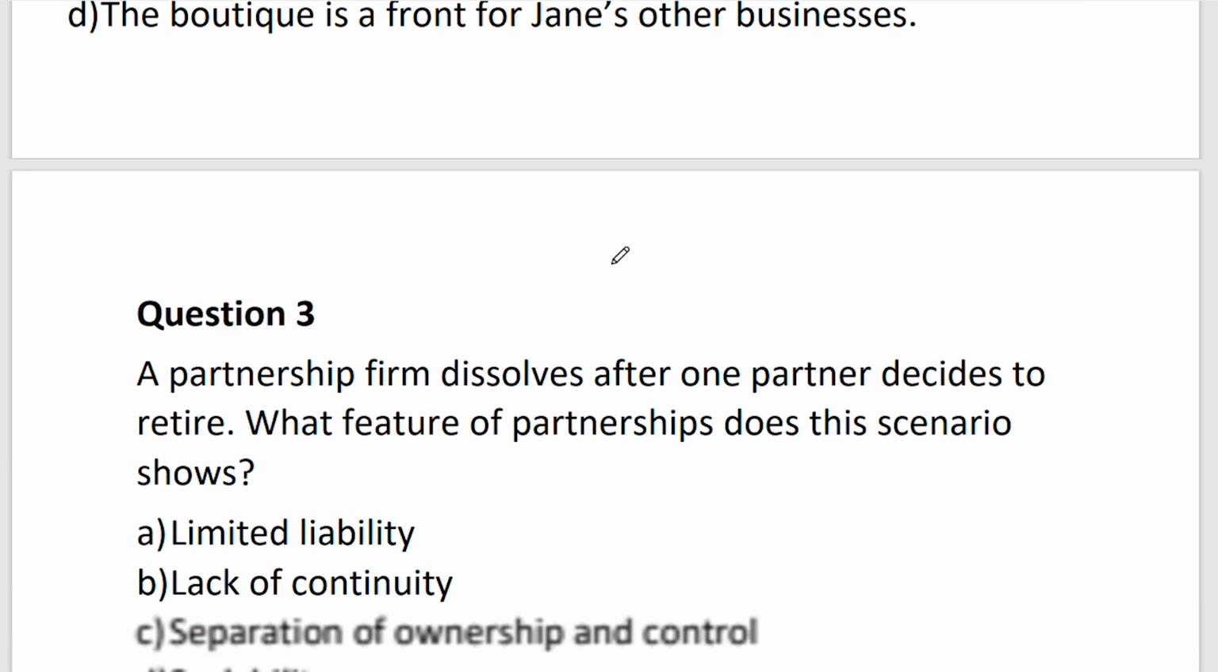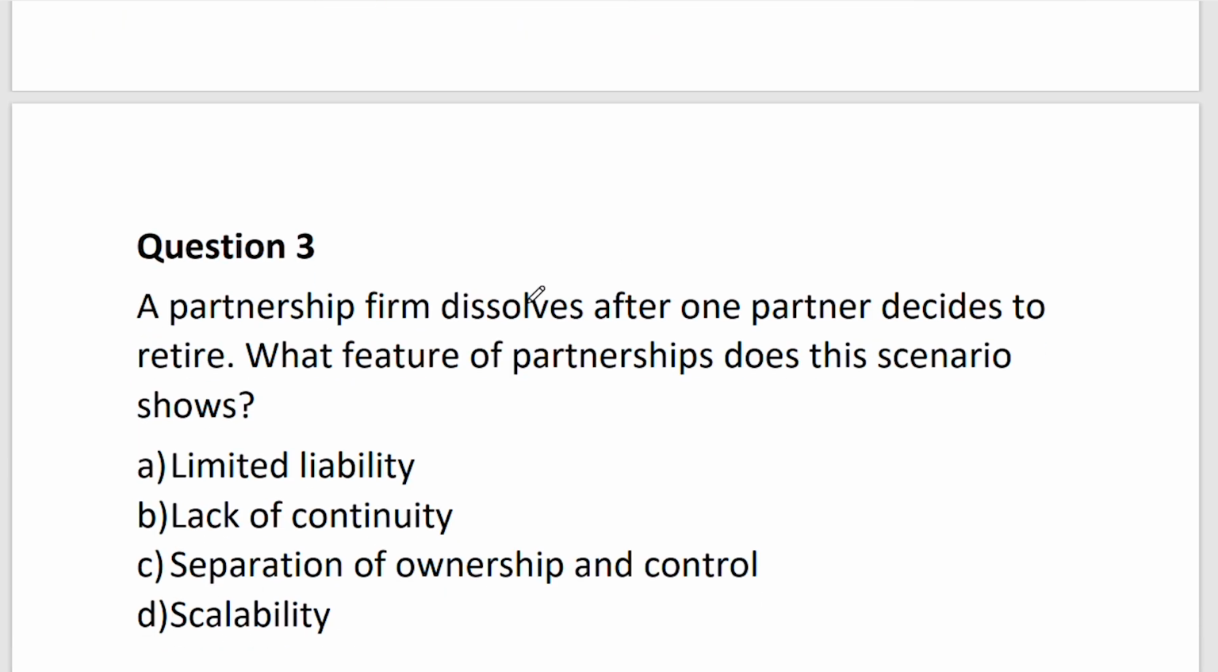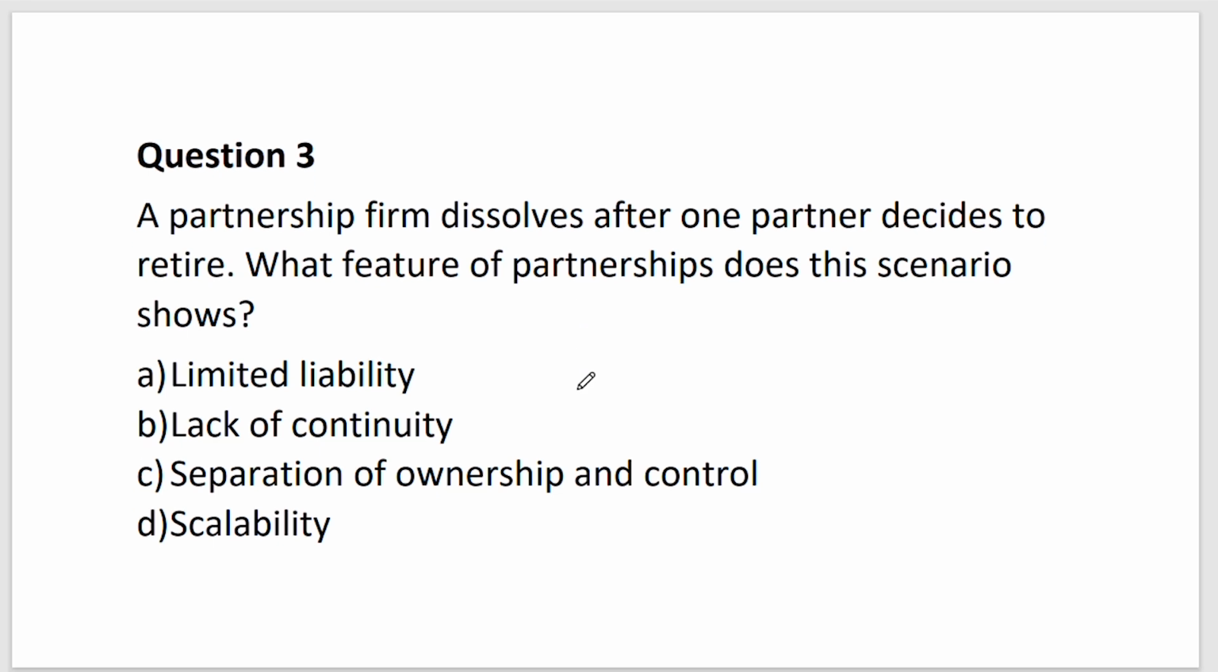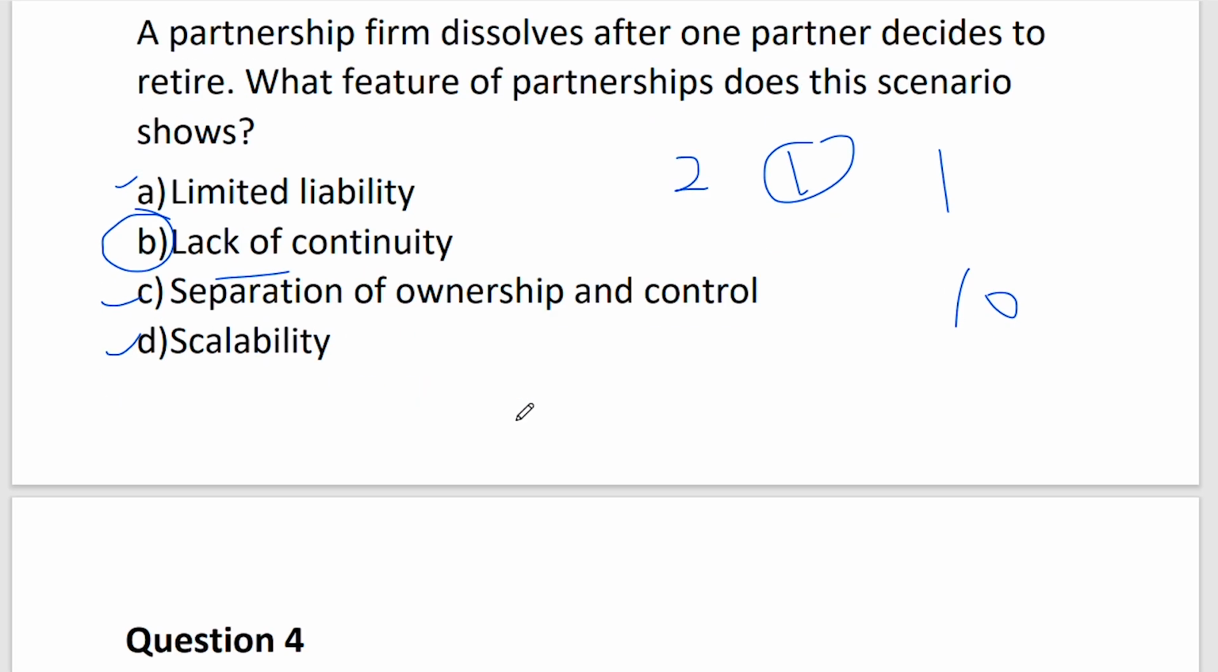All right. A partnership firm dissolves after one partner decides to retire. What feature of partnerships does this scenario show you? Simple. It tells you that with a partnership, if there are two owners and one is gone and now it's one, it's no longer a partnership. So there's lack of continuity. Limited liability, nope. Separation of ownership, nope. Scale, nope. So it's just the fact that it can't continue, because if there are like 10, maybe it will continue. But for the most part, that's a problem with partnerships.